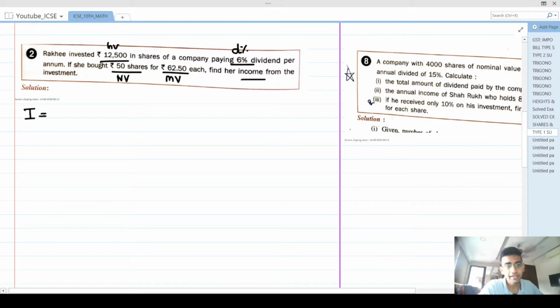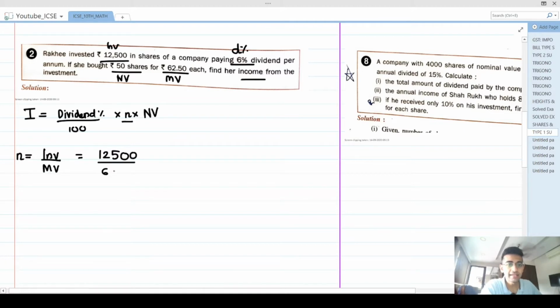Remember, formula for income is nothing but dividend percent upon 100 into number of shares into the nominal value or face value. So we need N. Now to find N, we will do investment upon marked value. What is the total investment? 12,500. Marked value is given as 62.5. Once we work this out, this turns out to be 200 shares.